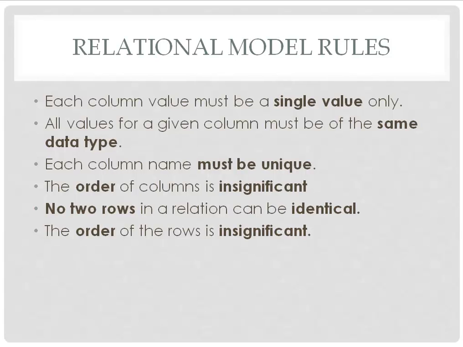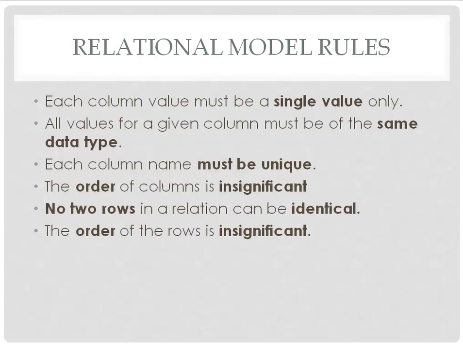All values for a given column must be of the same data type. Alright, so you don't want a column that has an integer and then in another row in the same column has a varchar. Okay, so you want to keep the same data type for a given column. Each column name must be unique. Alright, so you definitely want to make sure you have unique column names. And what I mean by column name, for instance, in a users table, you may have a column name called first name. You might have one called last name, email. Those all have to be different.